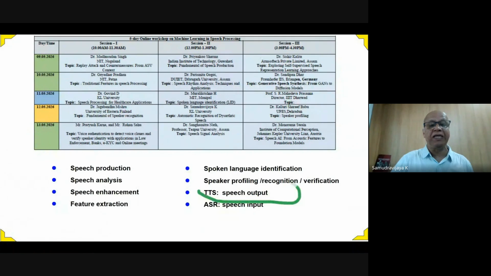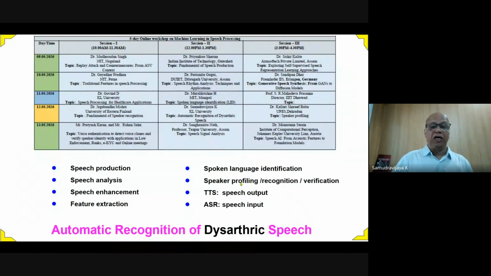The complementary system is a text-to-speech system, where text in the native script is given to the system and the output is speech in one particular voice. So all these have been talked about. I will be talking today about automatic speech recognition, ASR is the acronym.